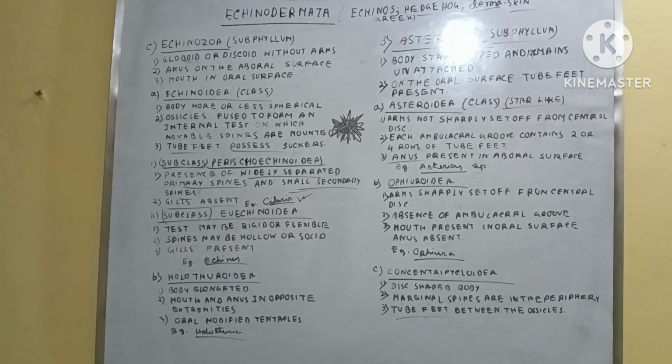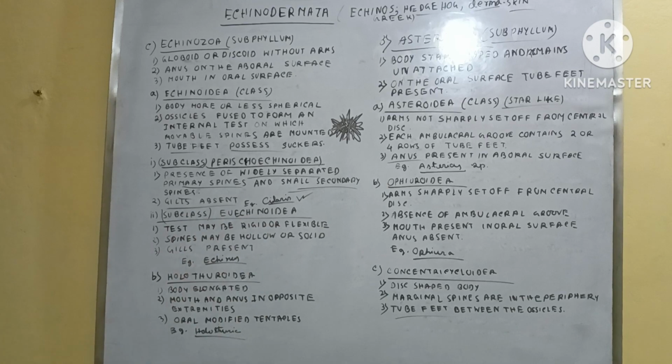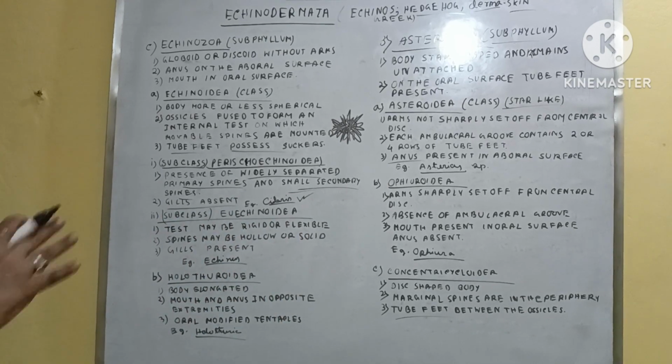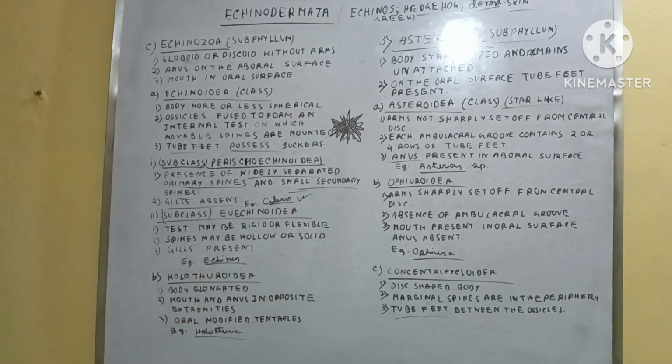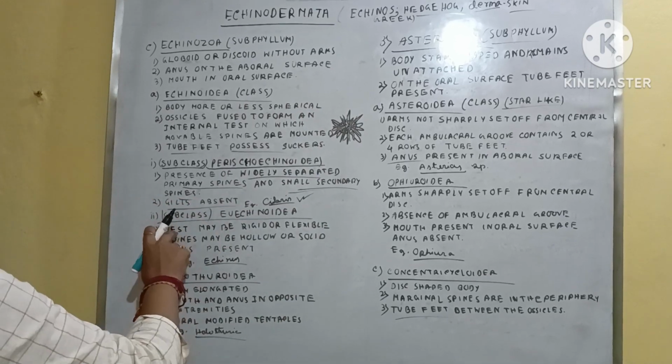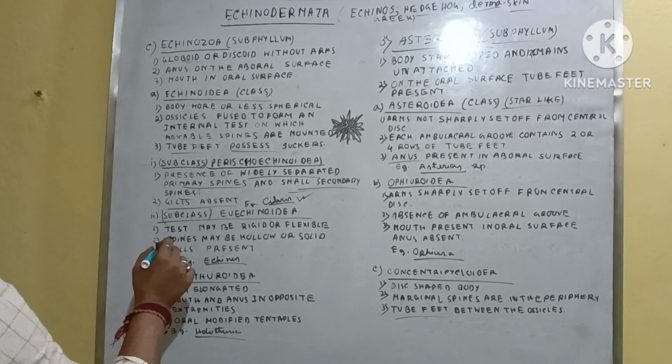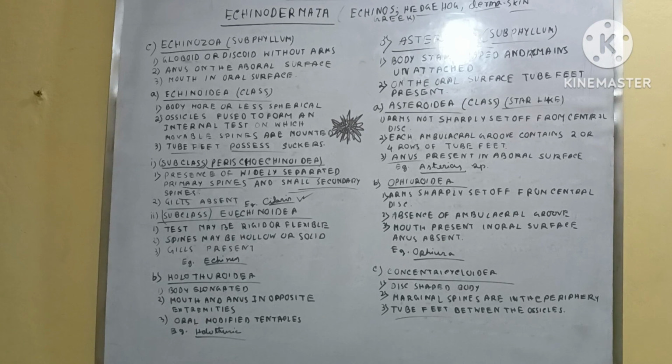And the second subclass, that is Euechinoidea. Here the test may be rigid or flexible. Here only the spines are movable, but the test may be rigid or flexible. Second point, the spines may be hollow or solid. And the third one, gills are present. And its example is Echinus.